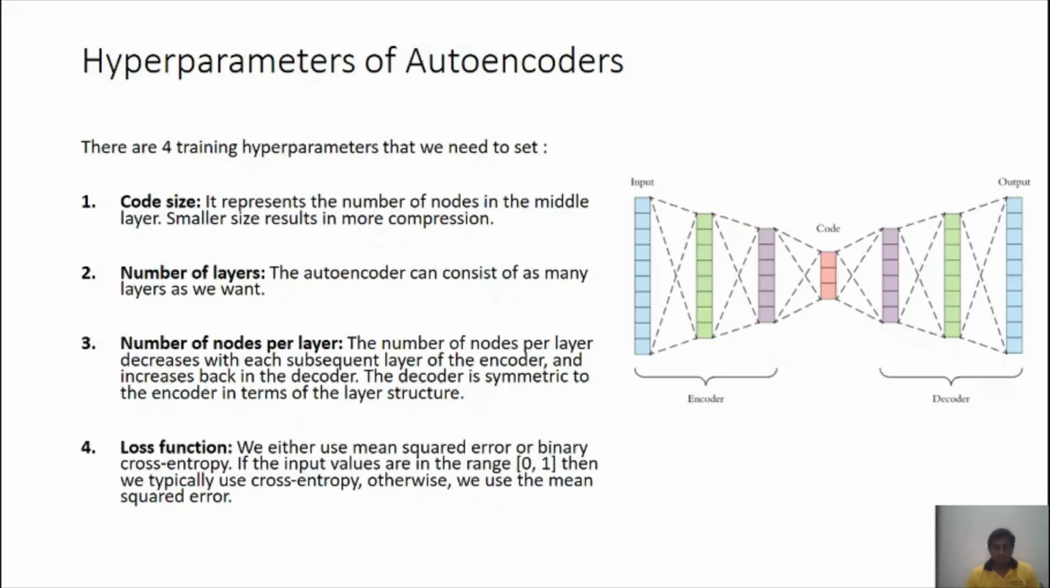And the last thing that you have to be very careful about is the loss function. Typically, the loss function that is used is either cross entropy or the mean squared error. Both of these things we have seen in the previous classes, so it should not be a very difficult thing for you to understand.